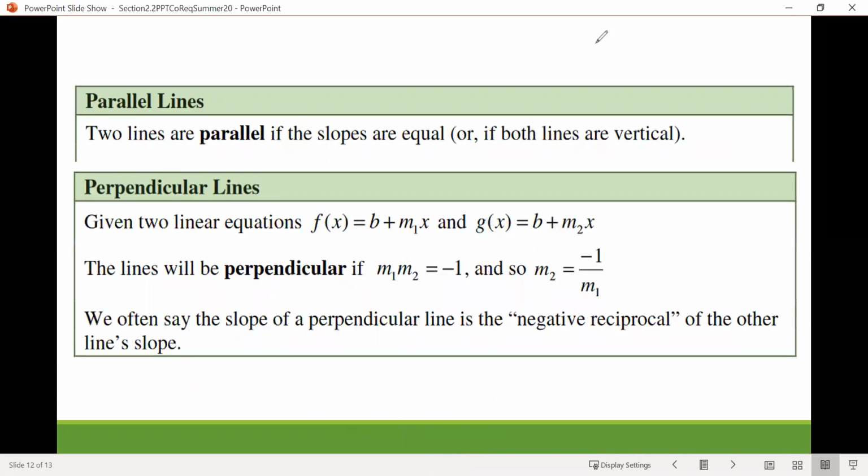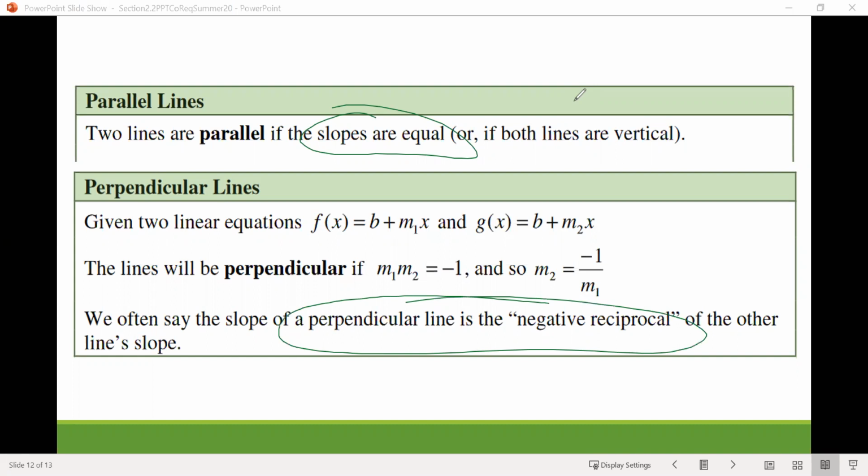All right, and so this slide here just summarizes that information. So first of all, two lines are parallel if the slopes are equal. Okay, and then it gives you some different information about perpendicular lines down below. The most important part here is this negative reciprocal part. And again, just to reiterate, if I started with a slope of, say, something like negative 3, the m sub 2 means the slope of my perpendicular line.